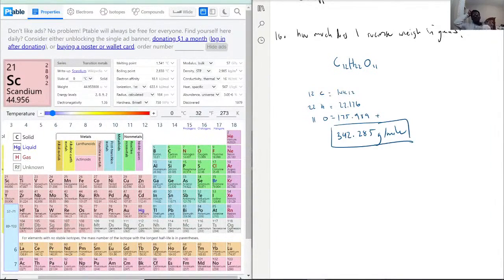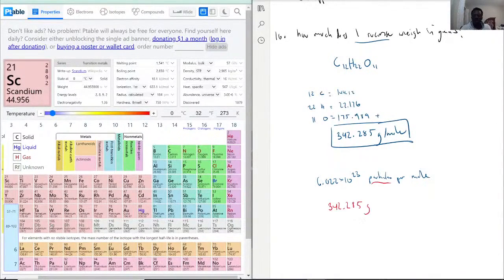And now we need to find out how much for one sucrose. Avogadro's number is known as 6.022 times 10 to the 23rd particles per mole. So in order to make sure that certain things cancel out, we want to know grams per particle. That is what we want right there, specifically the particle.